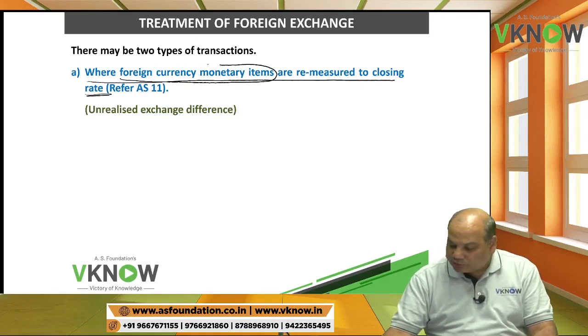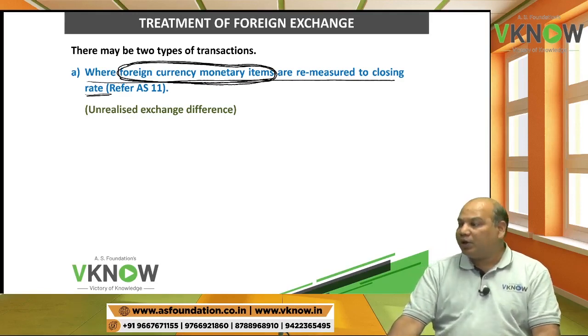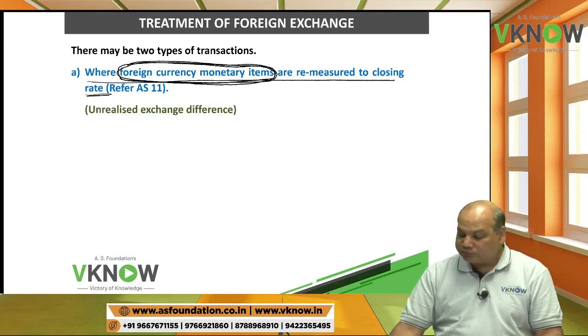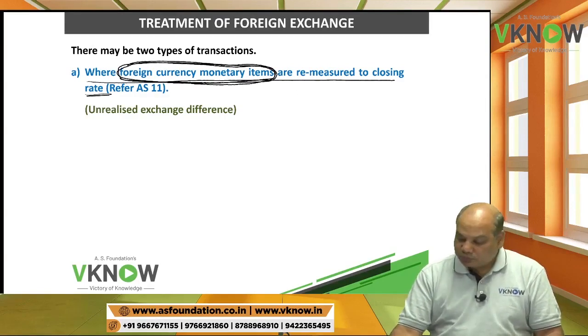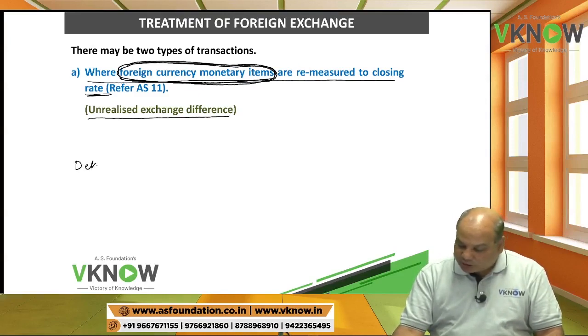Examples of foreign currency monetary items: debtors in foreign currency, creditors in foreign currency, cash in foreign currency, bank account in foreign currency. So if you are just going to remeasure them, it is called unrealized exchange difference. So once again I will explain.